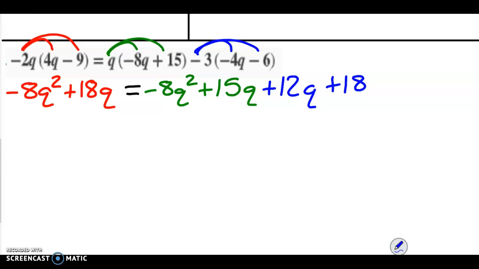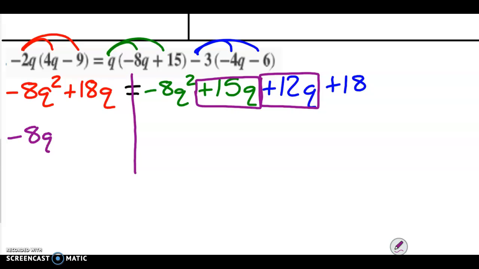Now I want to go ahead and combine my like terms first. Combine your like terms first. I have no like terms on the left-hand side. On the right-hand side, I have just one pair of them. I have 15q and I have a positive 12q. So that negative 8q squared is going to stay the same.